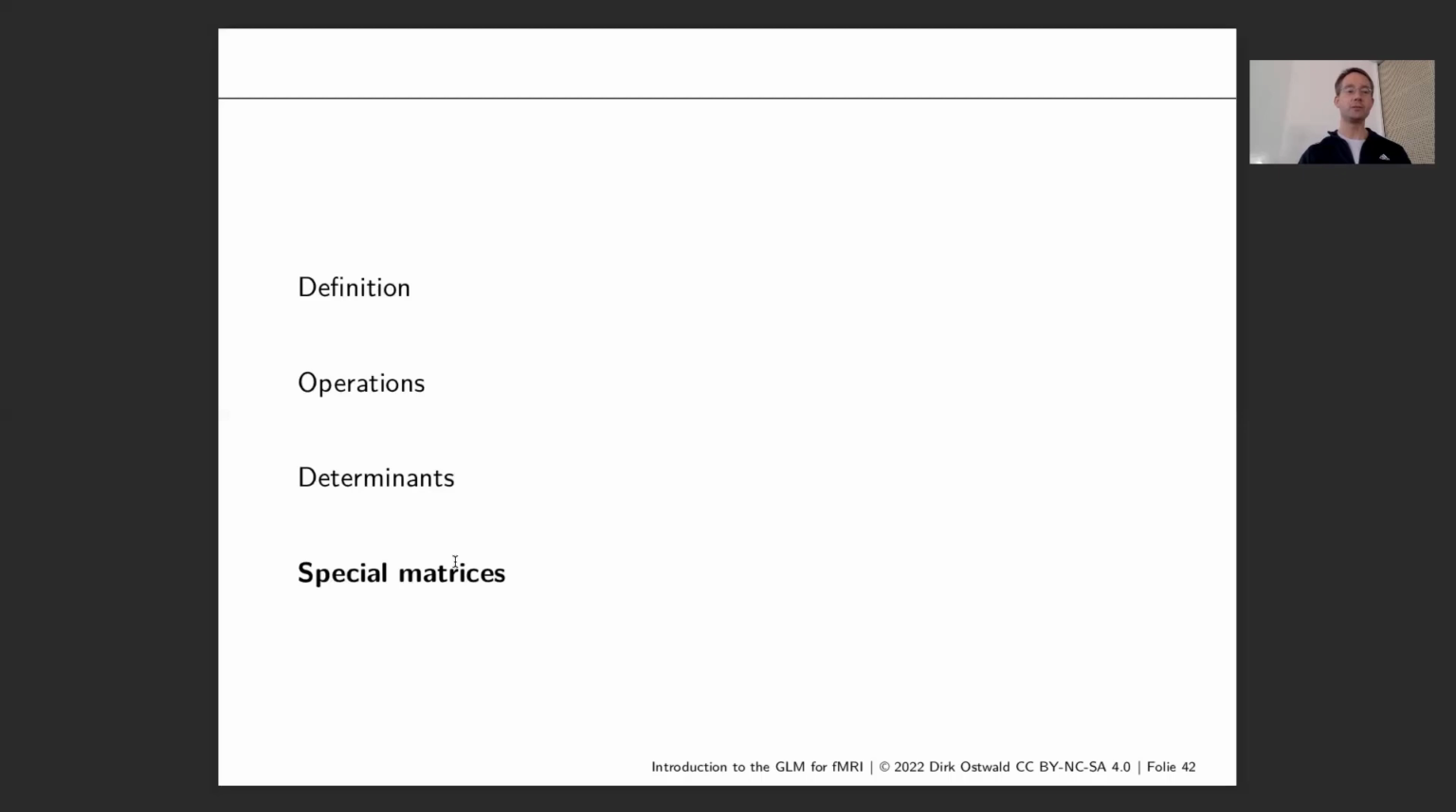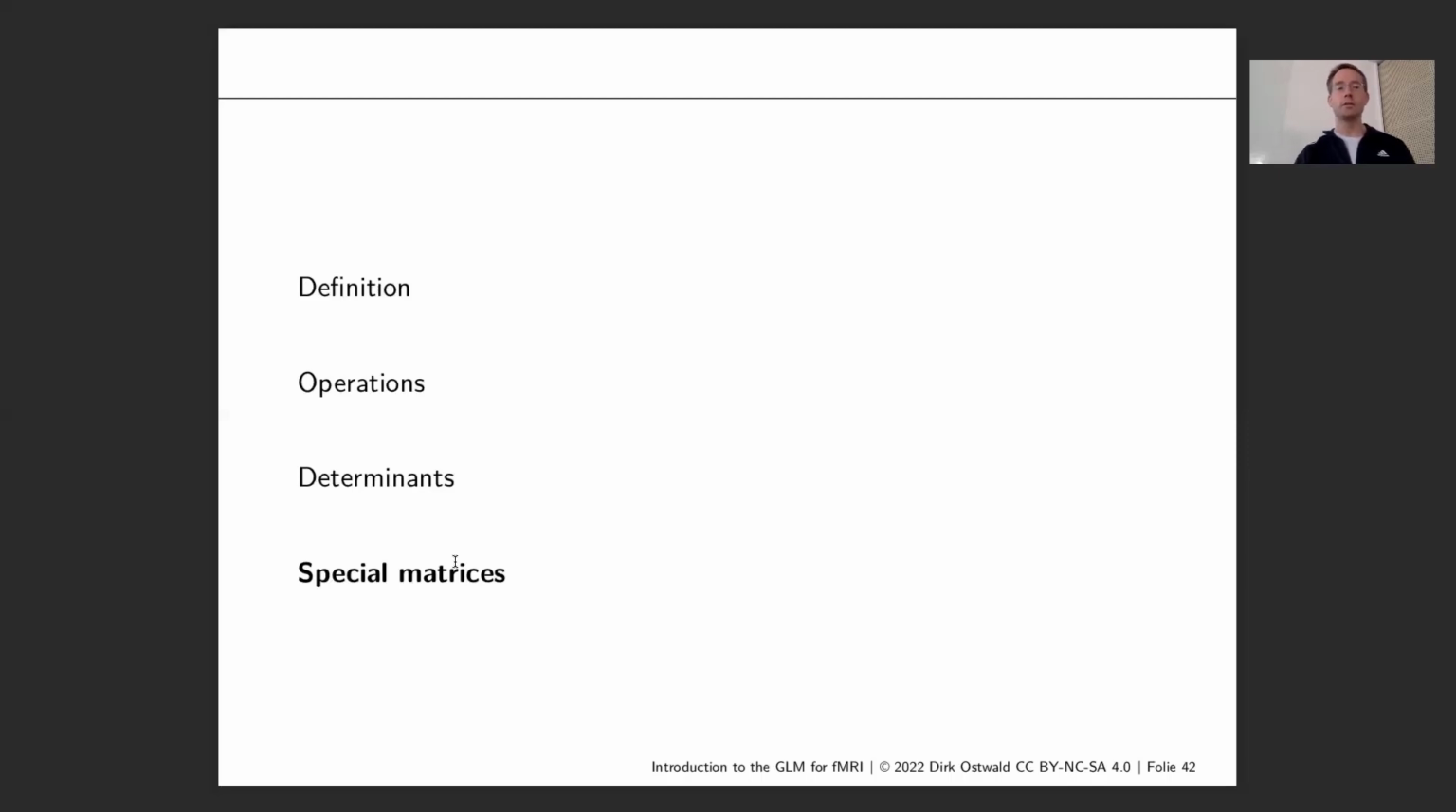Anyway, determinants are somewhat tricky in linear algebra, because you can also do linear algebra fine without determinants actually. We will, however, see a determinant, so that's why I included it.